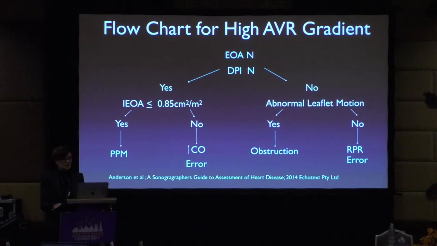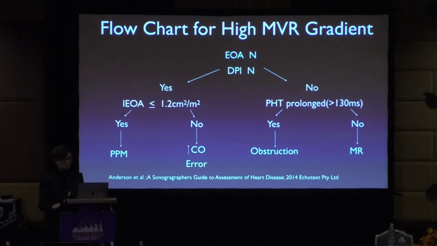If the EOA and the Doppler velocity index are reduced, then you need to look for leaflet motion. And if there's abnormal leaflet motion, the valve's obstructed. And if there isn't, it might be due to pressure recovery or it might be an error.